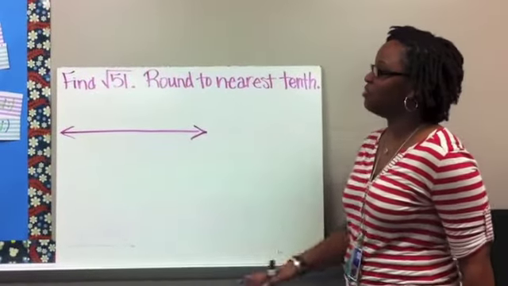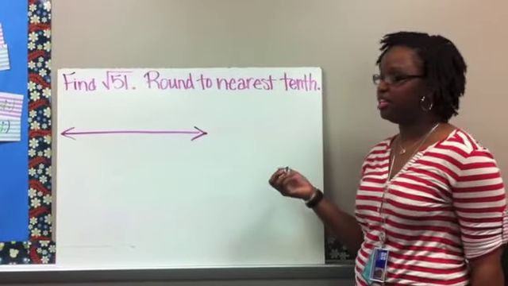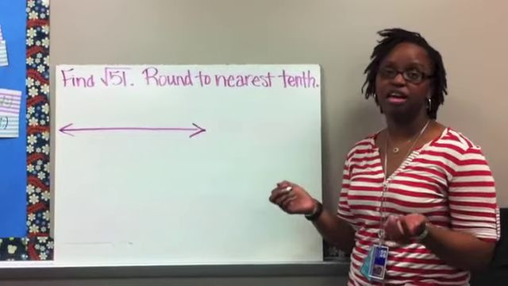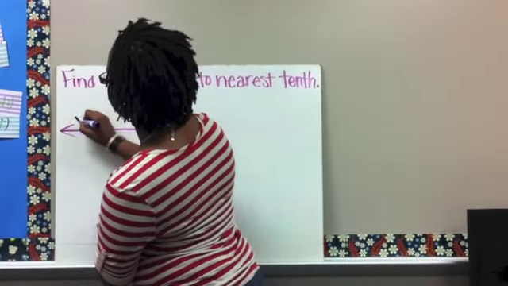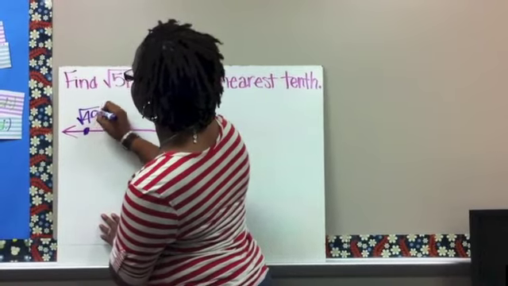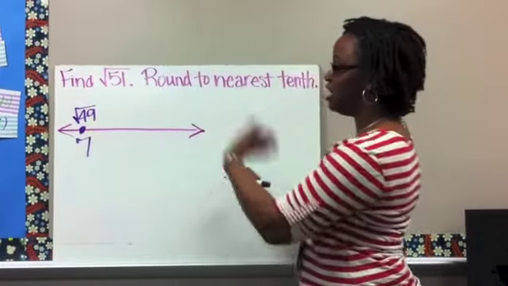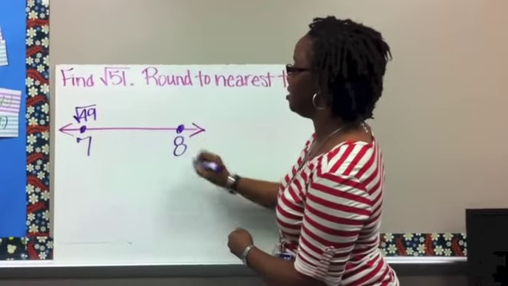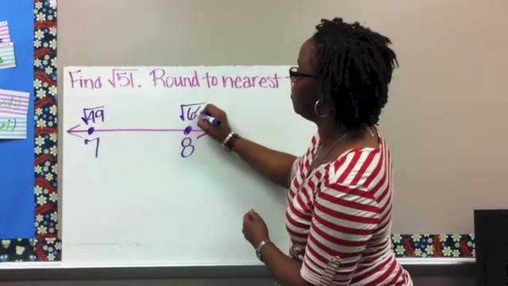Alright, so our next example, we're finding the square root of 51, and we're going to round our answer to the nearest tenth. Again, I want to think about which two square roots would be on either side of the square root of 51. Well, I know the square root of 49 would be smaller than it. So that's 7 on my number line. And then I need the next perfect square. The next perfect square would be 8 squared, which gives me the square root of 64.